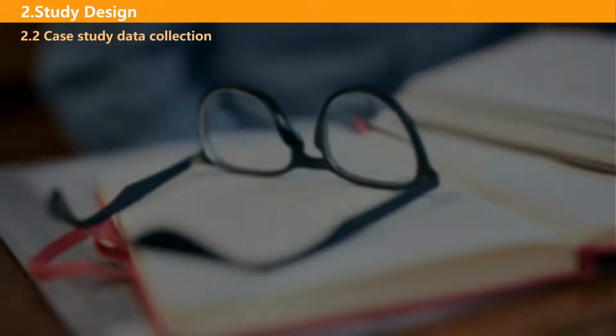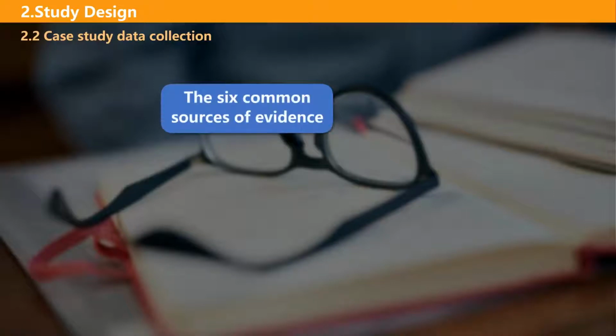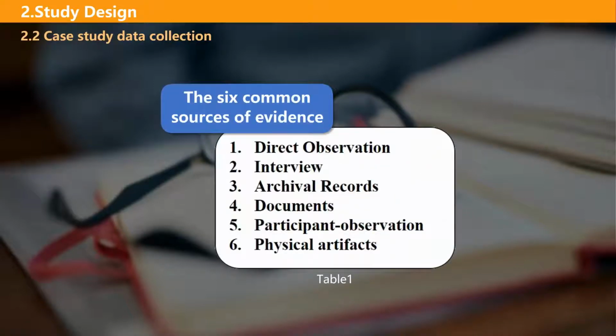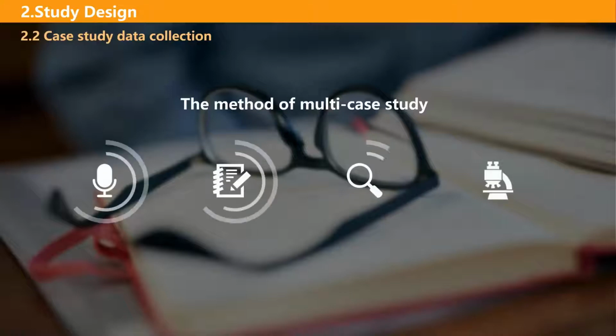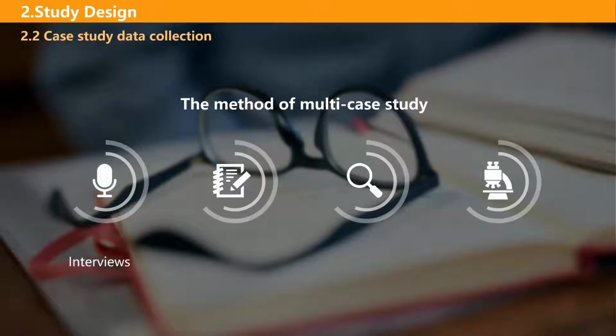2.2. Case study data collection. A good case study will benefit from evidence from multiple sources. The 6 common sources of evidence listed in Table 1 are available to us. In view of this, the study, based on the embedding theory, adopts the method of multi-case study and obtains research data through interviews, archival records, texts, practical observations, and other methods, in order to examine and summarize the realization path of this human miracle.